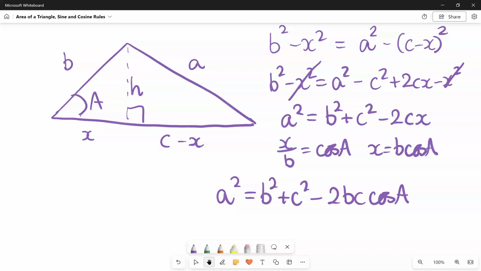So we've got the area of a triangle, the sine rule, and the cosine rule. And we can see how these all come together using the Pythagorean theorem and properties of areas and equating them.